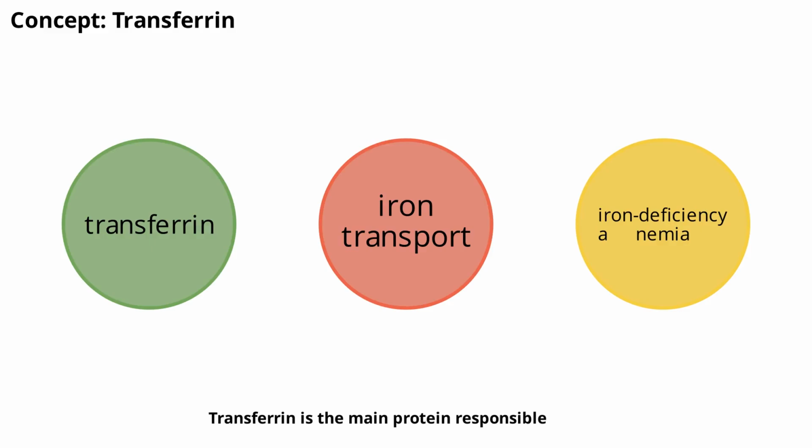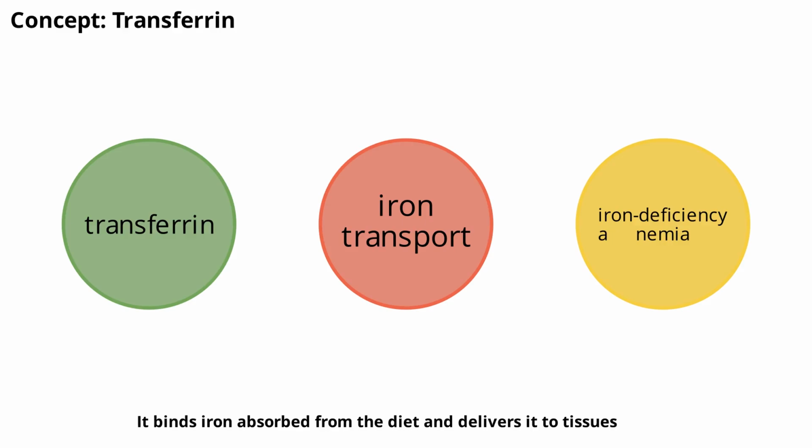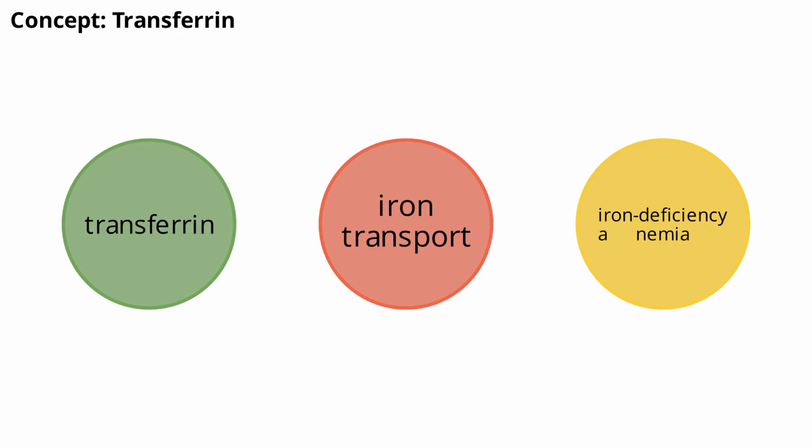Transferrin is the main protein responsible for transporting iron in the bloodstream. It binds iron absorbed from the diet and delivers it to tissues, including the bone marrow for red blood cell production. In iron deficiency anemia, transferrin levels are typically increased as the body attempts to maximize iron transport.